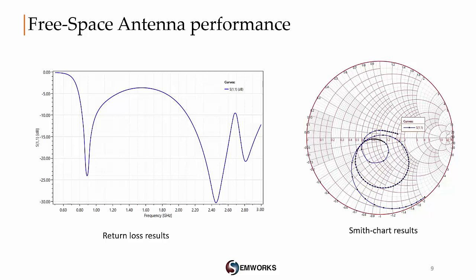So the next figures show the simulated return loss and Smith chart plot of the studied antenna in free space. As can be seen, the antenna is generating two wide operating bands. The lower band around 900 MHz, which covers the GSM applications, and the higher band around 2.45 GHz and also 2.8 GHz, which covers the LTE and WLAN applications.